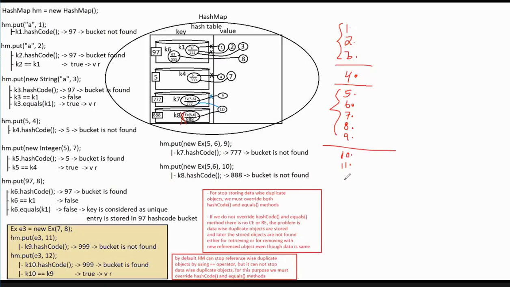First, it compares the new key with the existing key by reference. If the reference is same, the existing value is replaced. If the reference is different, it will call what method? The equals method. If the equals method returns true, the existing value is replaced. If the equals method also returns false, the entry is stored. So these are the 12 points you have to explain.